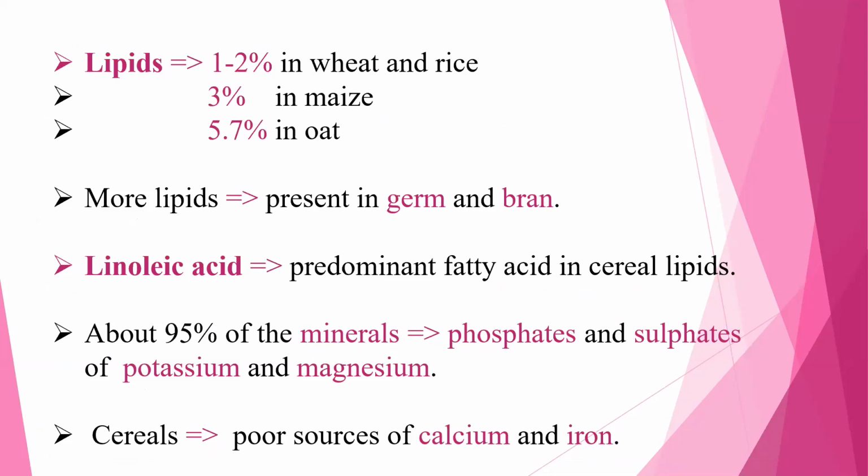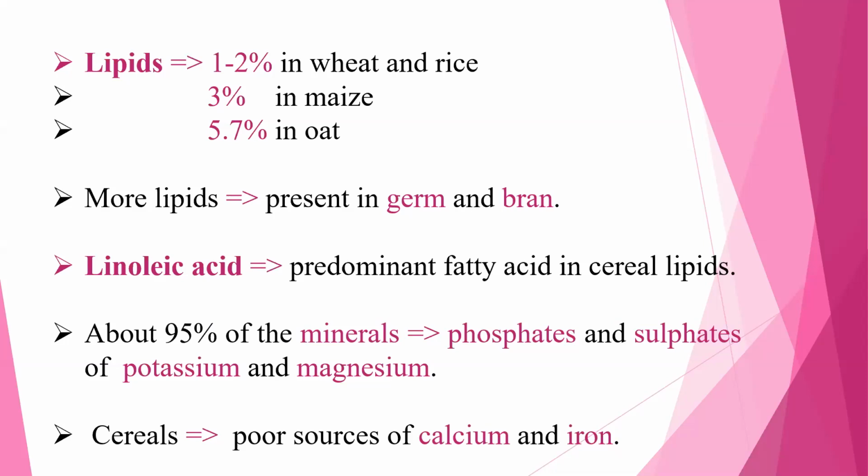Lipid content is also very low in most of the cereals. In wheat and rice, its amount is very low, ranging from 1 to 2%, whereas maize contains about 3%, and oat contains 5.7% of lipids. More of the lipids are present in the germ layer and some in the bran of the grain.